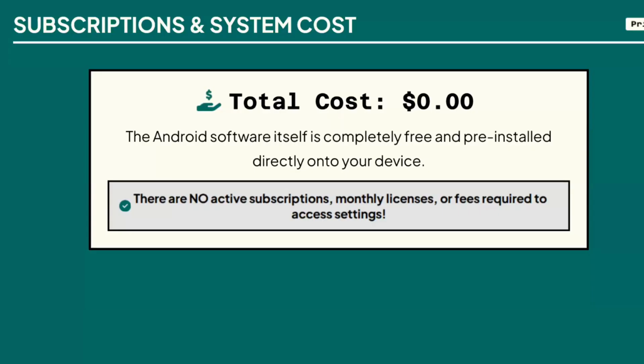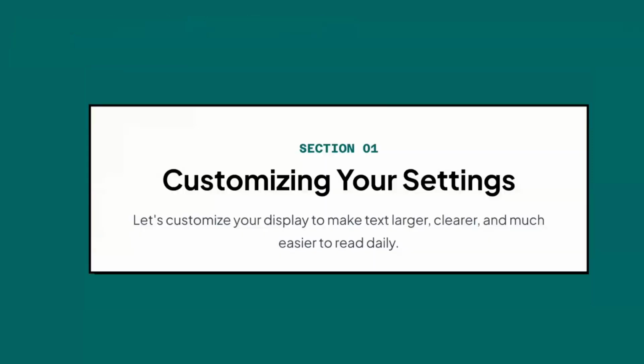Subscriptions and system cost. The total cost is $0. The Android software is completely free and pre-installed directly onto your device. Section 1, customizing your settings. Let's customize your display to make text larger, clearer, and much easier to read daily.